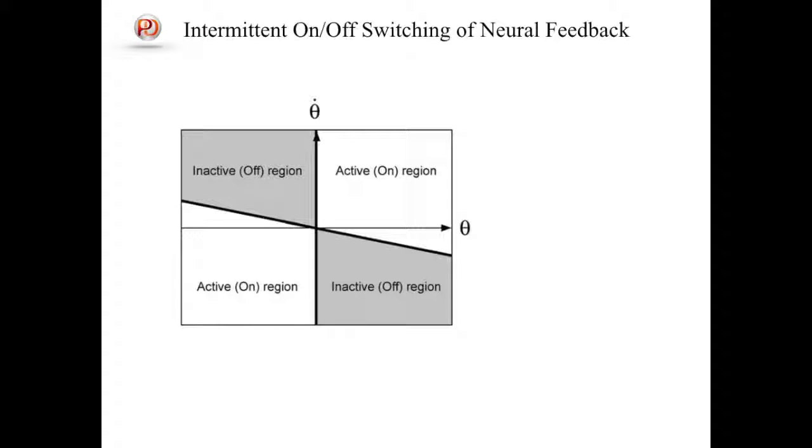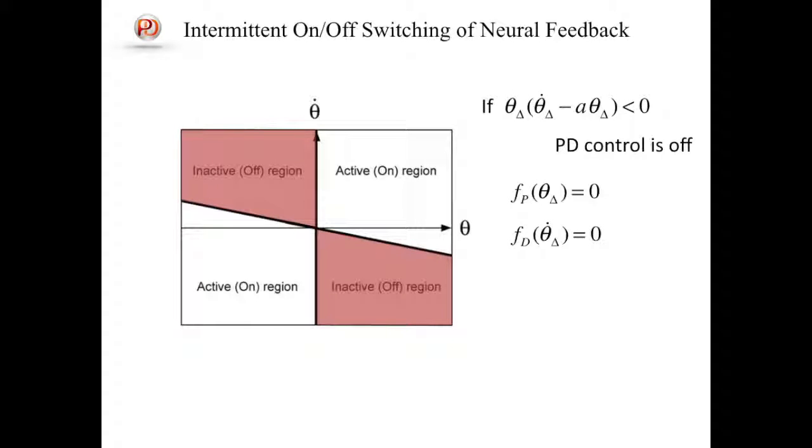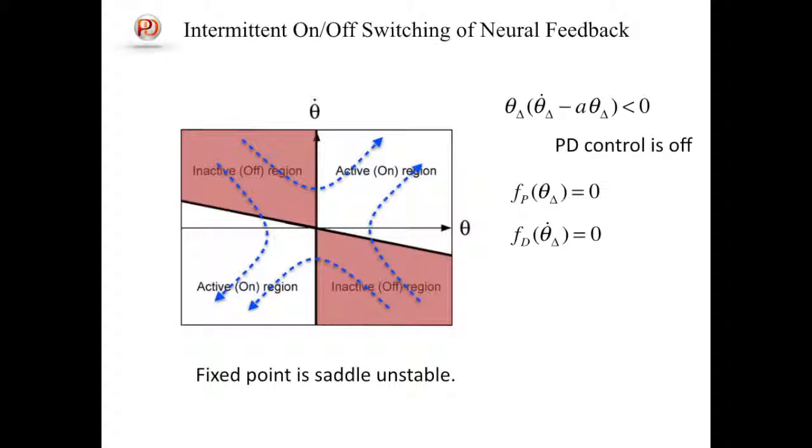The intermittent on-off switching is defined depending on the state of the system, in other words, the position of the state point on the theta phase plane. When a state point is in the highlighted regions in this slide, the neural feedback is off. The condition is described by this inequality. Under this condition, the fixed point corresponding to the upright posture is saddle type unstable.